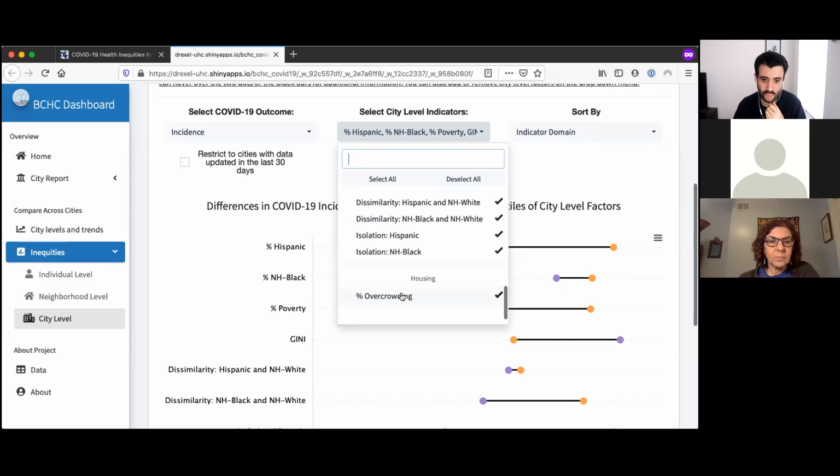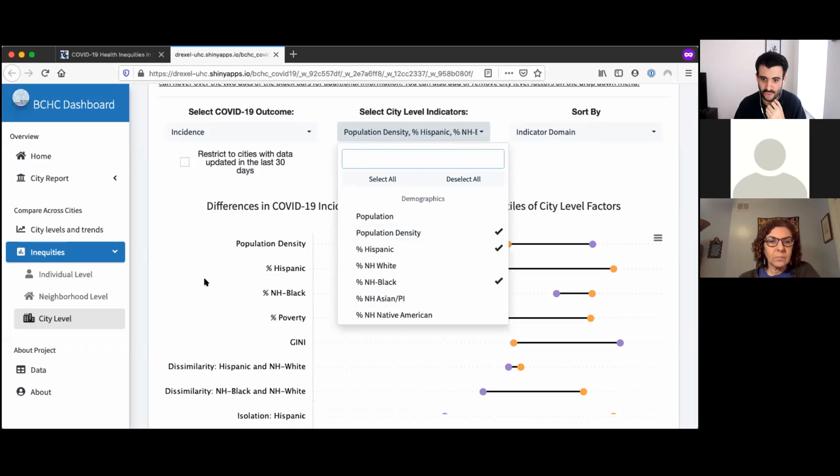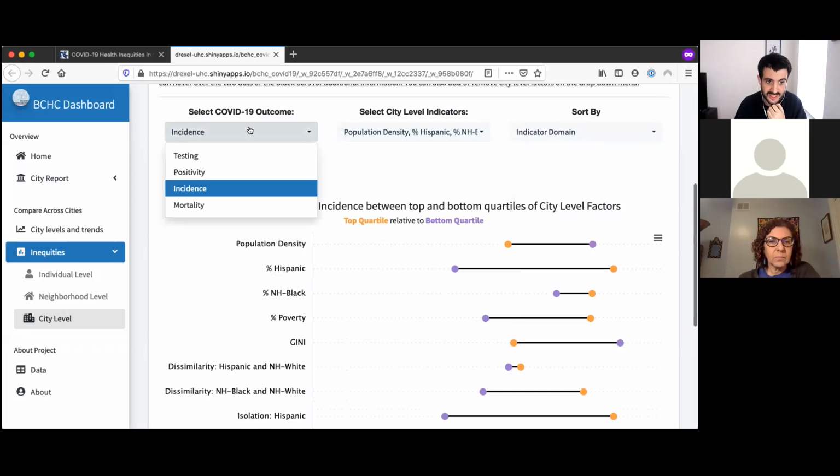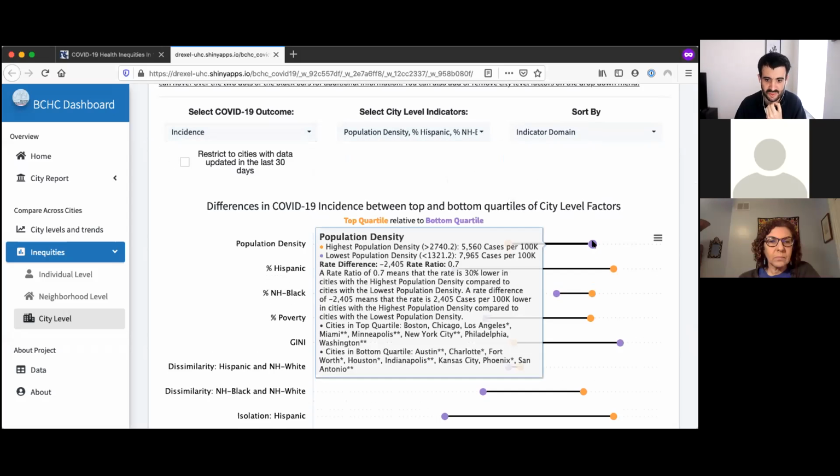So for example, we can see whether cities with more or less overcrowding have higher or lower incidence, cities with higher or lower population density have higher or lower incidence, but we can also do this for other indicators, such as testing, positivity, and mortality. Now, if you are interested in knowing which cities are in each one of them, you can actually see that in the tooltip. So for example, here, cities in the top quartile of density versus cities in the bottom quartile of density. You can see that at the bottom of the tooltip. You can see that at the lowest end of density, we have cities like Austin, Charlotte, Fort Worth, Houston, Indianapolis, Kansas City, Phoenix, and San Antonio, while cities at the top quartile include cities in the Northeast and Midwest.